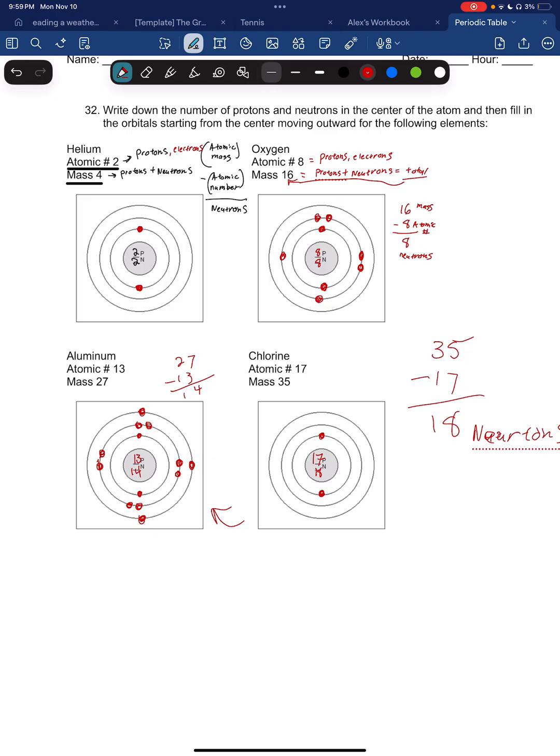How many can you fit in your second orbital? You can only fit a total of 8. So we got 1, 2, 3, 4, 5, 6, 7, and 8. Now we're at a total of 10 electrons. If you add up all the dots present in our chlorine, we have 10. We need to get to 17, so we need to add 7 more in our third orbital. So this would be 3, 4, 5, 6, and 7. So that's how you fill it out.